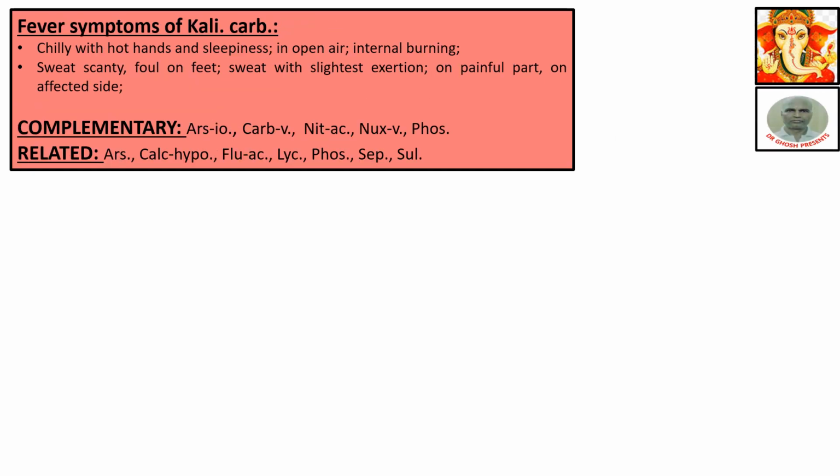Fever symptoms of Kali carb: chilly with hot hands and sleepiness. In open air, internal burning. Sweat scanty, foul on feet. Sweat with slightest exertion, on painful part, on affected side. Complementary medicines: Ars iod, Carbo veg, Nitric acid, Nux vomica, Phosphorus. Related medicines: Arsenic, Calcarea hypophos, Fluoric acid, Lycopodium, Phosphorus, Sepia, Sulphur.